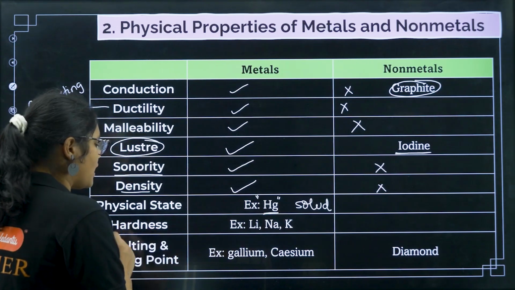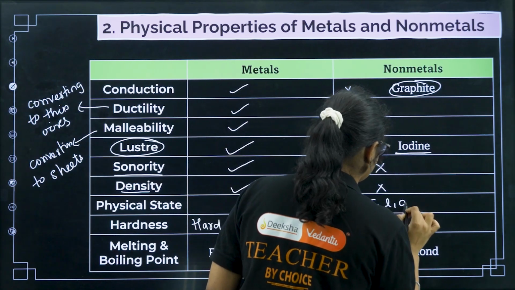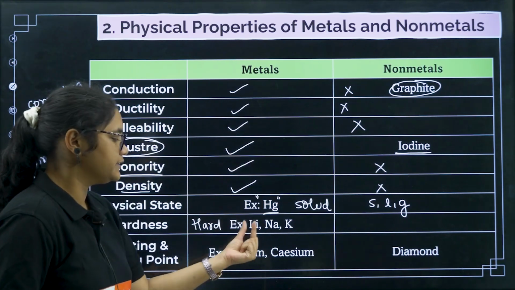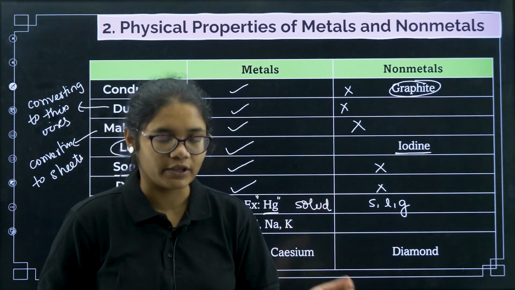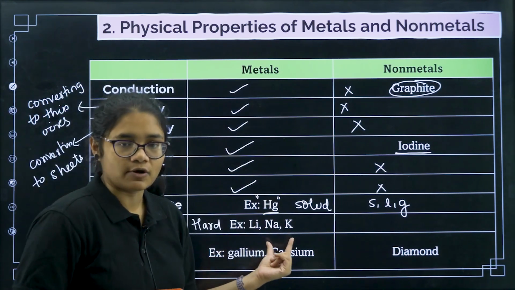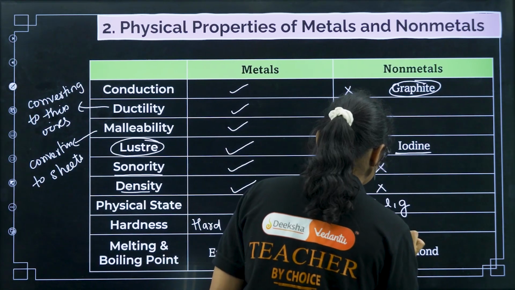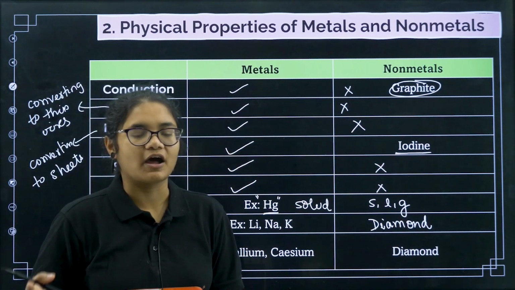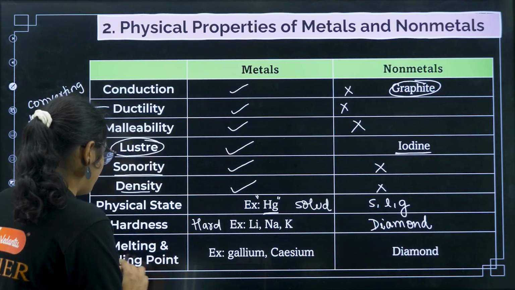Coming to hardness, generally metals are very hard, and non-metals can be found in solid, liquid and gas, all 3 states. But here we have an exception: lithium, sodium and potassium are very soft metals. You can easily cut them with a knife, you do not need any sharp object. On the other hand, generally non-metals are soft, but again here is an exception, diamond. Diamond is a non-metal, an allotrope of carbon, but it is the hardest substance found on the earth's surface.